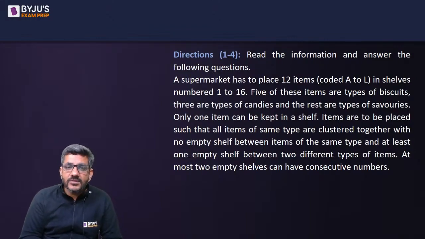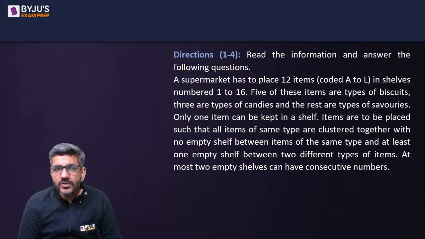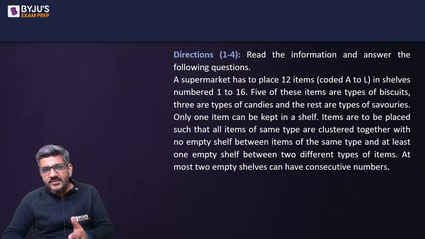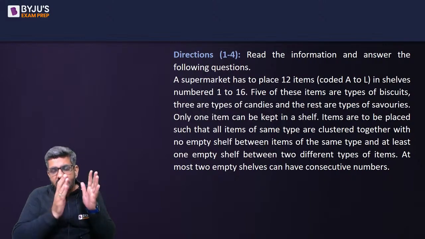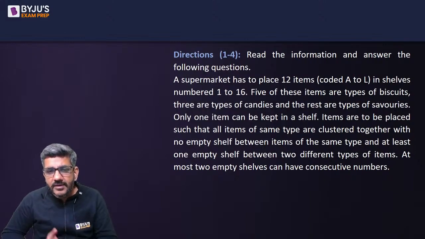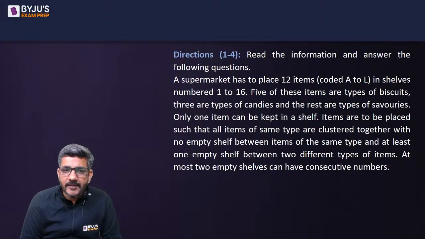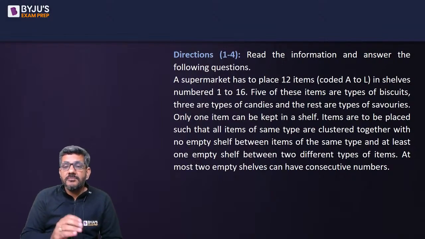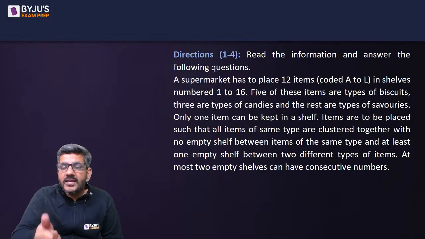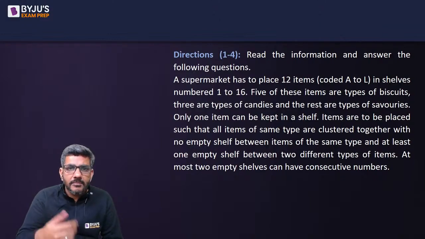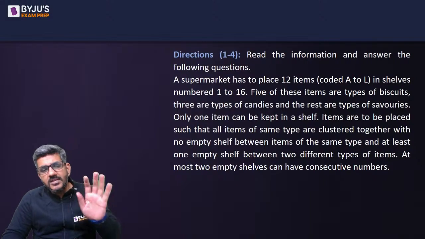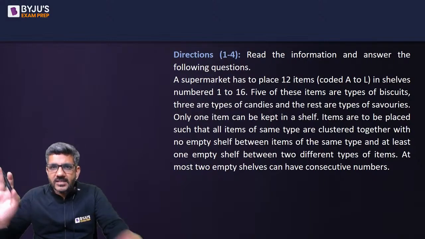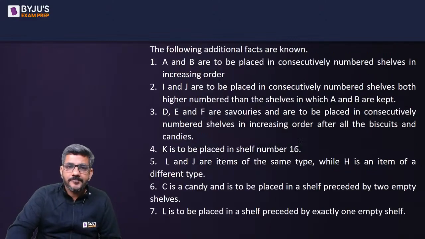And at least one empty shelf between two different type of items. So between the biscuits and candies, there would be at least one empty shelf. Between the candies and savories, there should be at least one empty shelf. That's what he's saying. And at most, two empty shelves can have consecutive numbers. That means you can't have 3 consecutive empty shelves or 4 consecutive empty shelves. That's not possible. That is what he is telling you through this data. I hope a picture must have been formed in your mind by now.